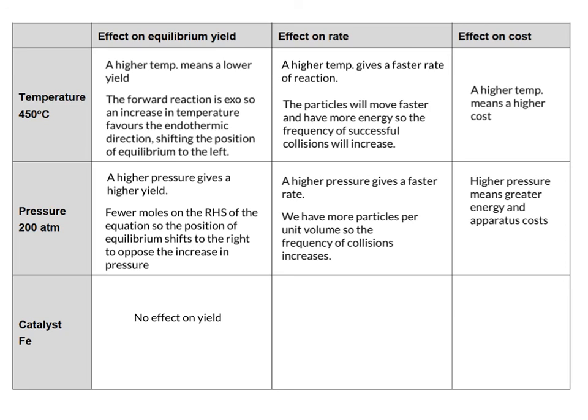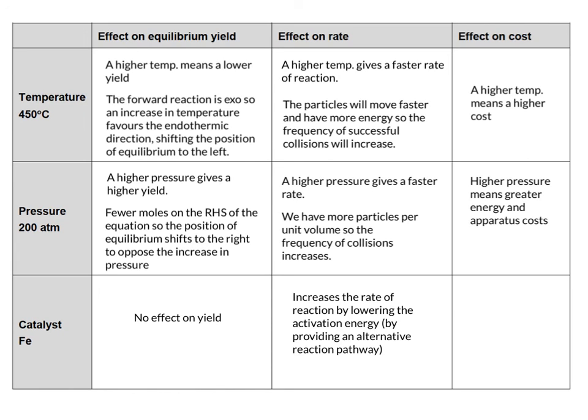Remember, a catalyst has no effect on yield, but it does increase the rate of reaction, and it does this by lowering the activation energy, and it lowers the activation energy by providing an alternative reaction pathway. And they're a no-brainer, really, especially as the iron is a fairly common metal, so it's relatively cheap, and yet it has a big effect on the rate. So there is no debate about using that.